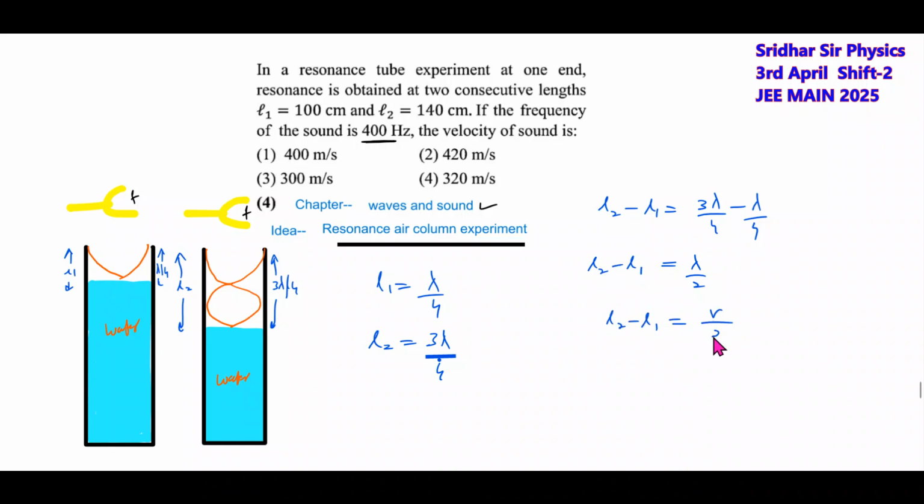What is lambda? V by F. So speed of sound is 2F times (L2 minus L1). 2 into the frequency 400, L2 will be 140, this 100. So we'll get the speed of sound as 320 meter per second.